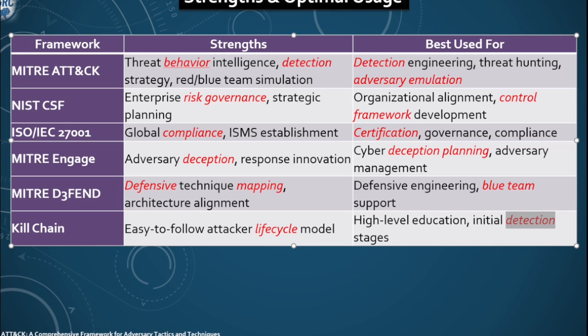MITRE Defend is about defensive technique and mapping, and is best used by the blue team. While the red team focuses on the behavior, the blue team also focuses on the behavior using MITRE ATT&CK. The blue team specifically can take the help of MITRE Defend in their strategy. The kill chain perspective is about life cycle, understanding the attacker's life cycle, and it's about detection. So the kill chain complements certain aspects of MITRE ATT&CK on the detection aspect.